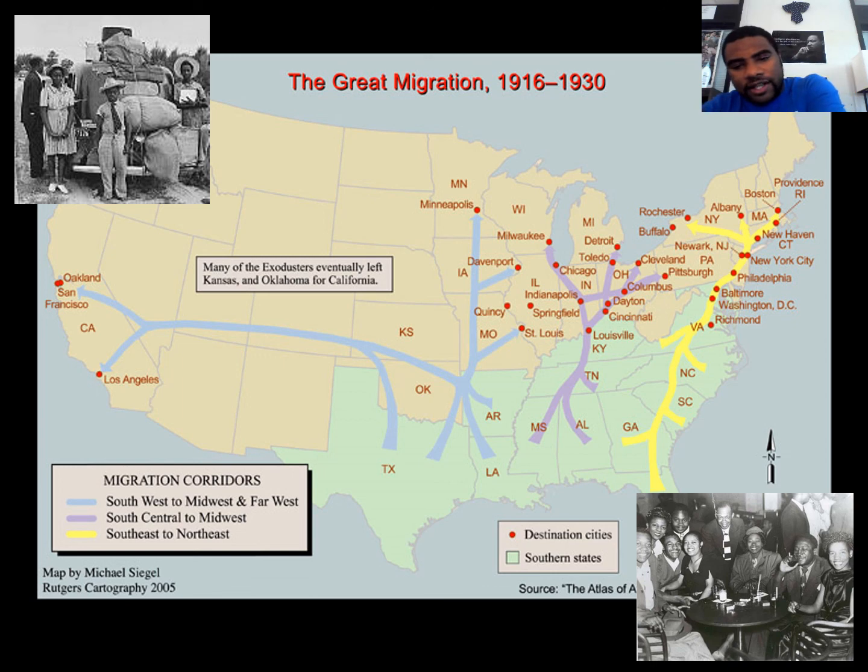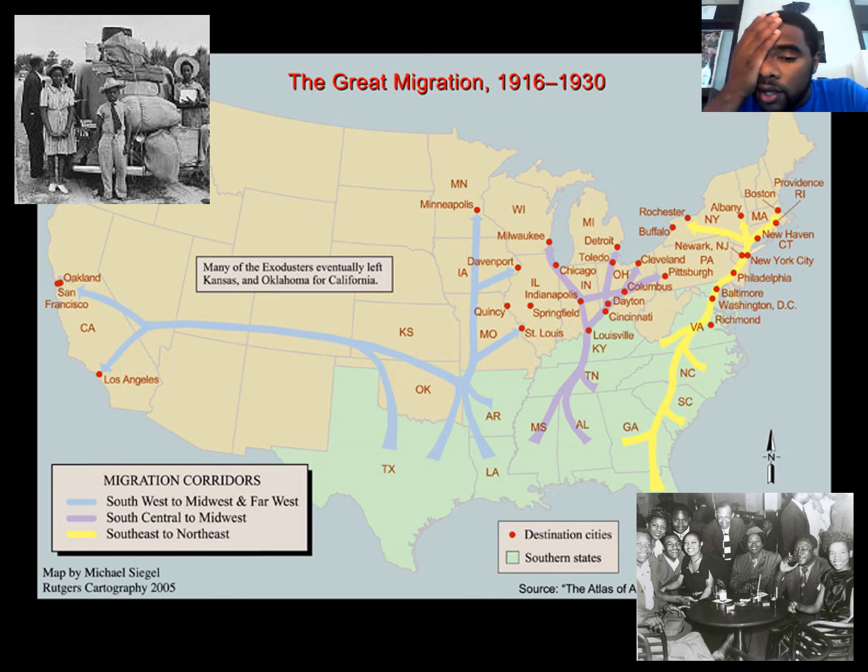As you can see, this is a chart of the Great Migration. A lot of people were coming from Florida up into places like Washington, Virginia, Baltimore, Philadelphia, New York, Buffalo, New York, even Boston, even Albany, New York.